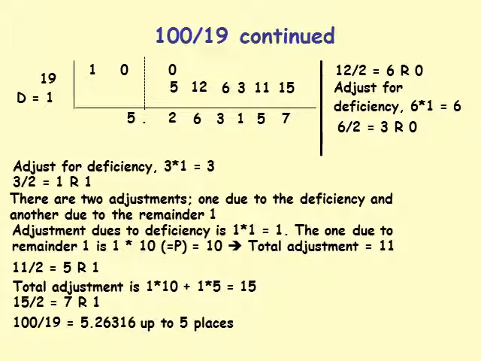So there are 6 positions now: 1, 2, 3, 4, 5, 6, and we were looking for 5 places. So we round up the 5 here and drop the 7. So 100 divided by 19 is 5.26316 up to 5 places. And if you were to do 1 over 19, that would be 0.0526316 and so on.